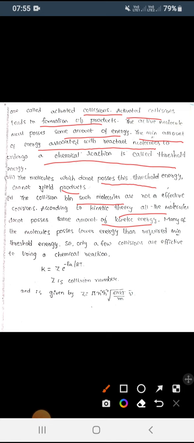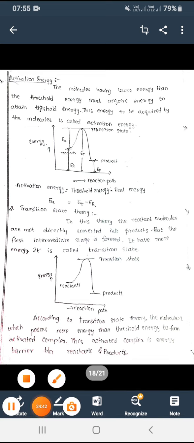Many molecules will have lower energy than the required minimum threshold energy that will bring about a chemical reaction. So let us take the equation k = Z e^(-Ea/RT), where Ea is the activation energy, R is the gas constant, T is the temperature, and Z is the collision number. So this is the number pi n square h square by root over a pi kt m into mu bar. So this is nothing but the activation energy we are having.